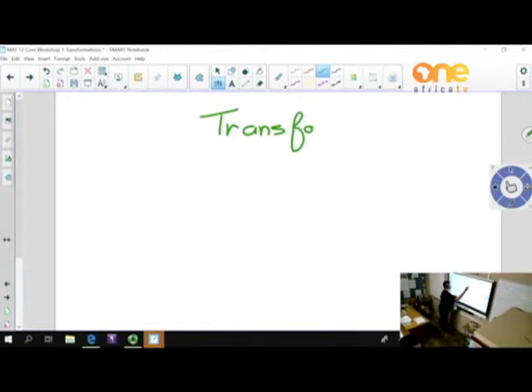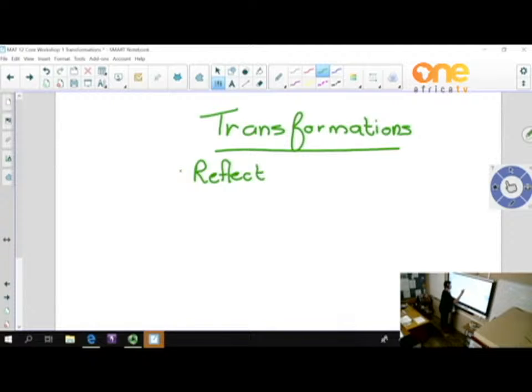There are 4 kinds of transformations that you're going to use. They often ask the question, describe your transformation. Then we have to say what it is, but you must also say how it's done. So the first one is a reflection. A reflection is done over a line of symmetry. You fold it on the line of symmetry.